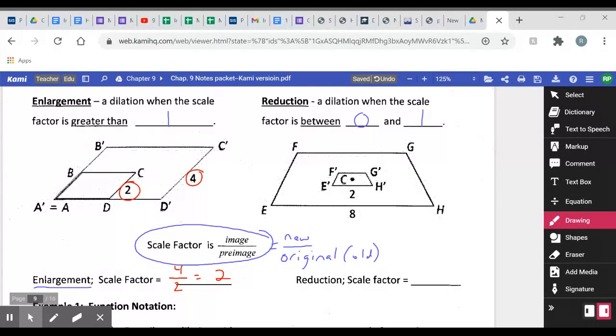Over here on the right side, we can see that, again, same formula. The new length is now the 2. The original or the old length is the 8. And then if I reduce that down, I could either write that as 1/4, or I could write that as 0.25 if I prefer. They mean the same thing, so it doesn't matter if you put a decimal or a fraction.